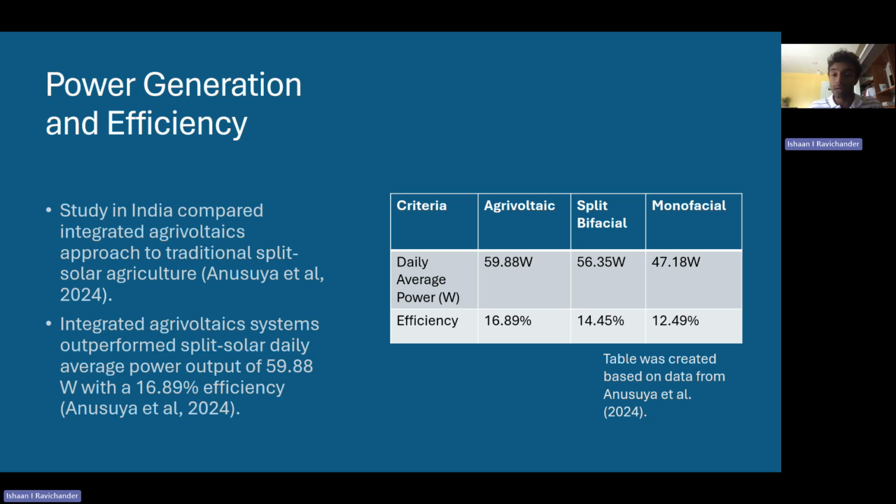As you can see in the table that I created, they found that integrated agrivoltaic systems had a normalized daily average power output of 59.88 watts and an efficiency of 16.89%, which outperformed the two competitive split techniques of bifacial, which had 56.35 watts and 14.545% efficiency, and monofacial, which had 47.18 watts created daily and 12.49% efficiency. This shows that combining or integrating agriculture with solar together is a viable solution for power generation and efficiency as well.